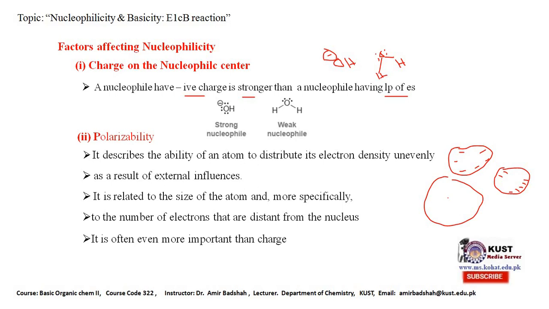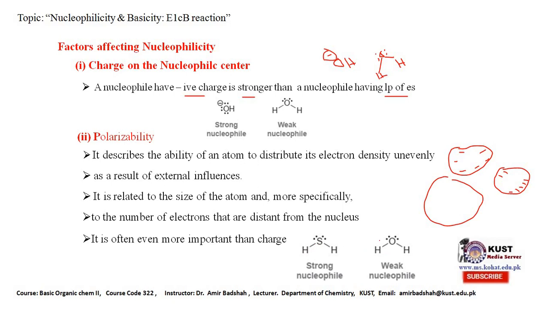Polarizability is even more important than the charge. For example, here sulfur is present with a lone pair of electrons on the sulfur, and here a lone pair of electrons is present on the oxygen. Here H2S is more nucleophilic than water.